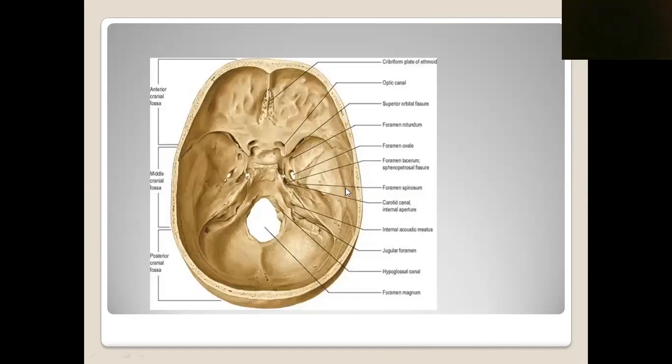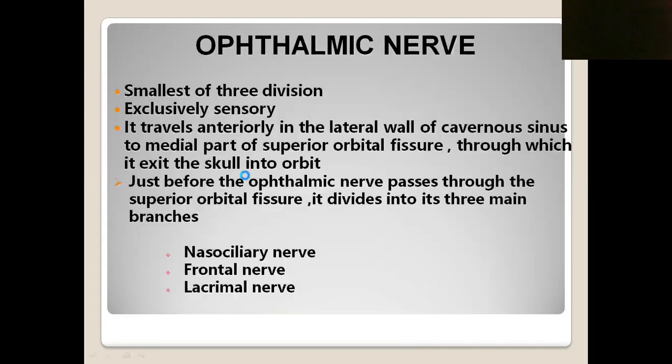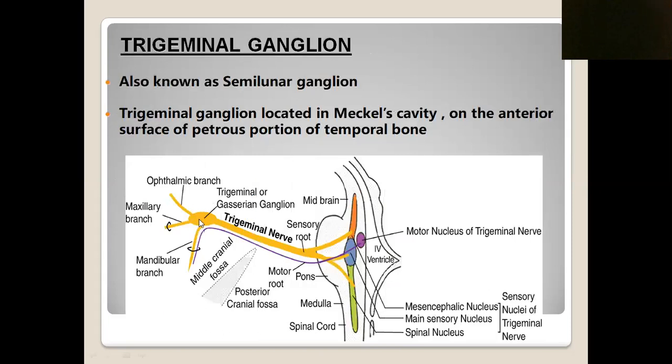See, here comes the pons, approximately here. From this pons, these two roots run forward and reach this region, where we have a ganglion known as the trigeminal ganglion. Okay, see this ganglion. This one is the trigeminal ganglion. So sensory fibers end in the trigeminal ganglion.